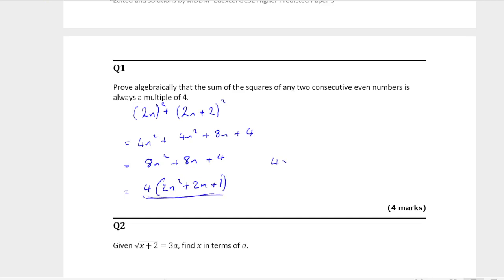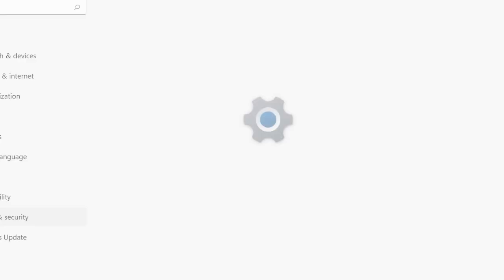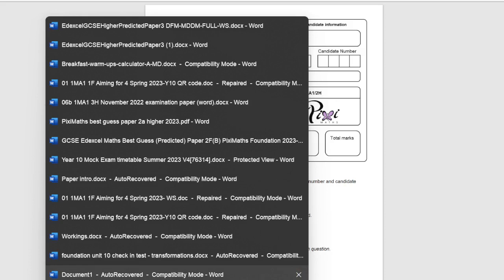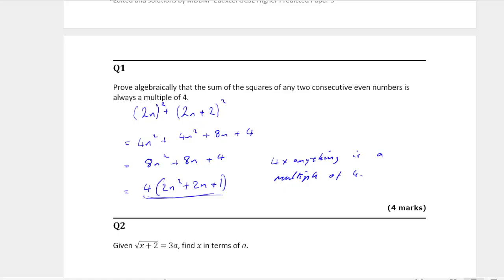And then 4 times anything is a multiple of 4. Probably should have said 4 times any integer. So I'm just going to change that slightly just to make sure that my work is correct. 4 times any integer is a multiple of 4.